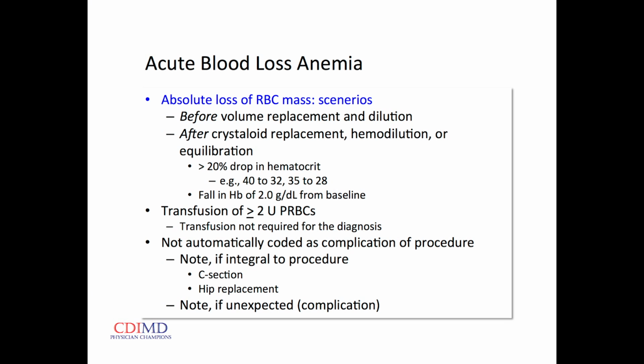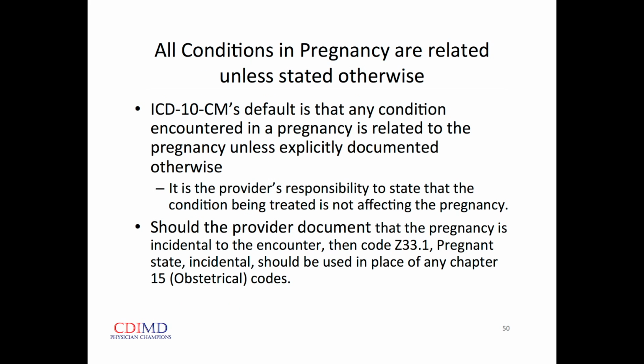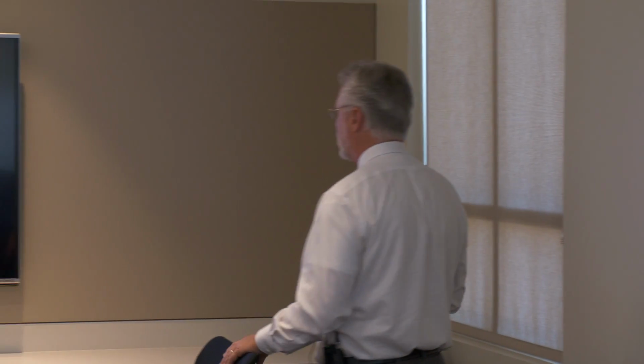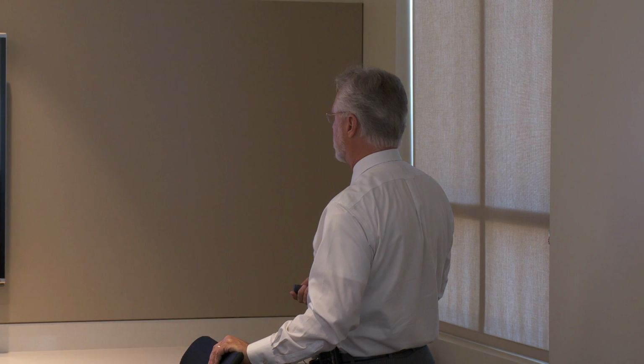And here's the slide about acute blood loss anemia. 20% drop in hematocrit, 2 gram per deciliter drop in the hemoglobin, transfusion of 2 units of blood or more. But the transfusion is not required. It's not automatically coded as a complication of procedure. All conditions that are identified during the pregnancy are deemed to be related to the pregnancy unless we state explicitly otherwise. If somebody presents with a laceration of their knee or something because they fell, totally unrelated to the pregnancy in either way, then the coder needs to be made aware that that's unrelated to the pregnancy.